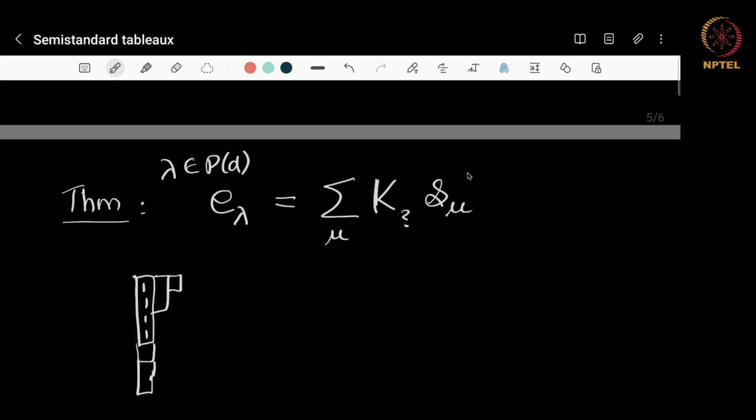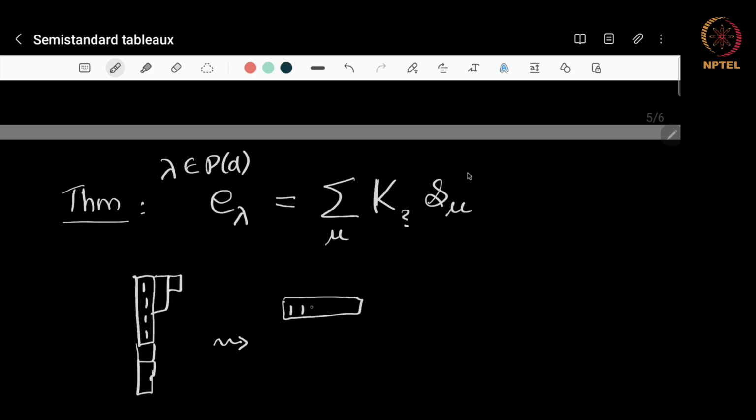Sorry, that's the usual semi-standard tableau. So now it's the other way around. They weakly increase along the columns and strictly increase along the rows. Okay. So in order to make this into a usual semi-standard tableau, what I'll do is I'll conjugate this filling also.